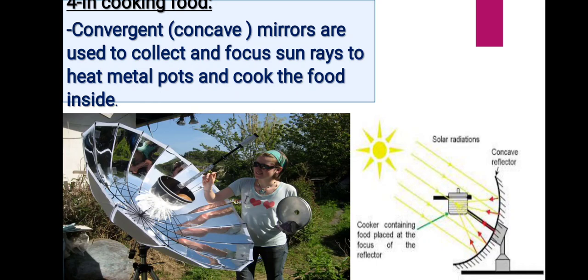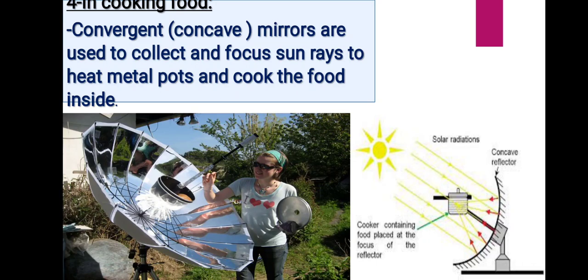A curved mirror looks like the dish. Do you know the dish which we put the food inside it? Okay, so the convergent or concave mirror is a curved mirror that looks like a dish which we put the food in. The convergent or the concave mirror, as we can see here, collects the sun rays.